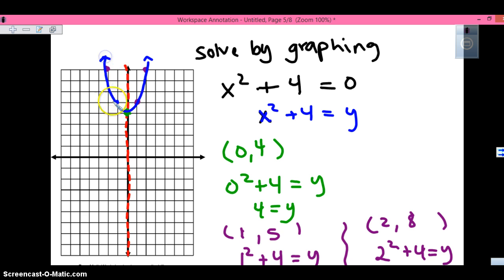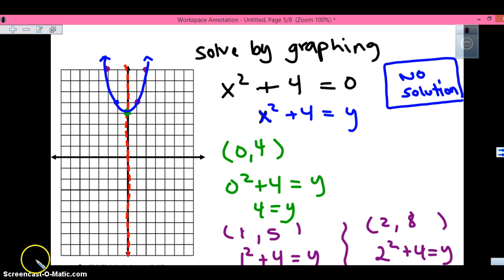Would my parabola ever cross the x-axis? No. Do we have a solution? We do not have a solution because the parabola does not cross the x-axis.